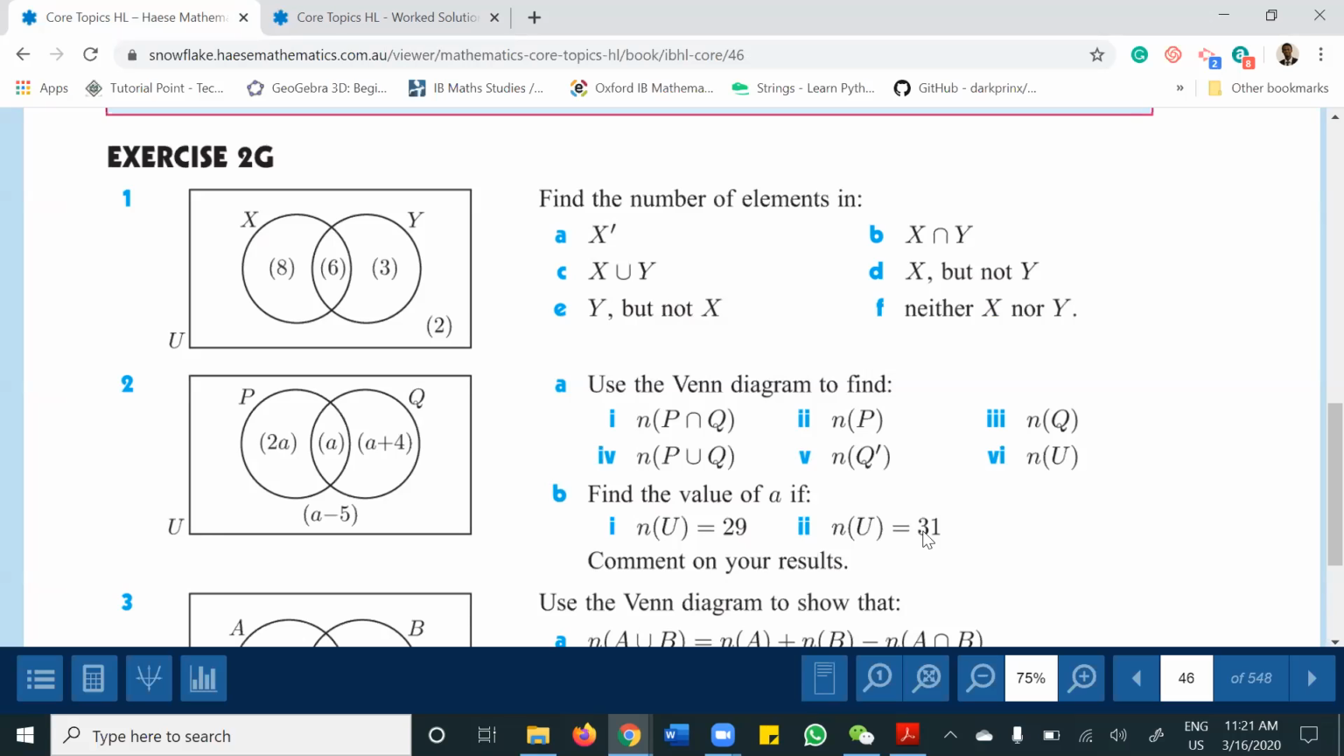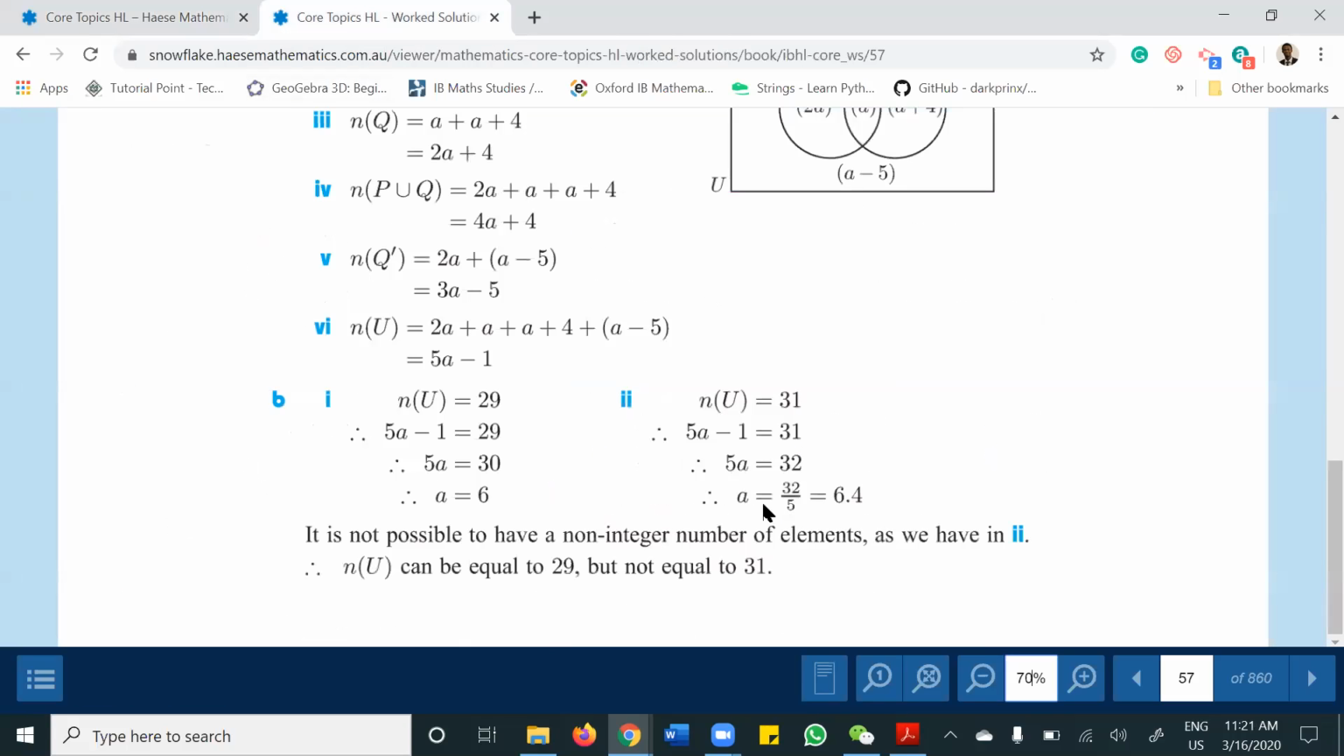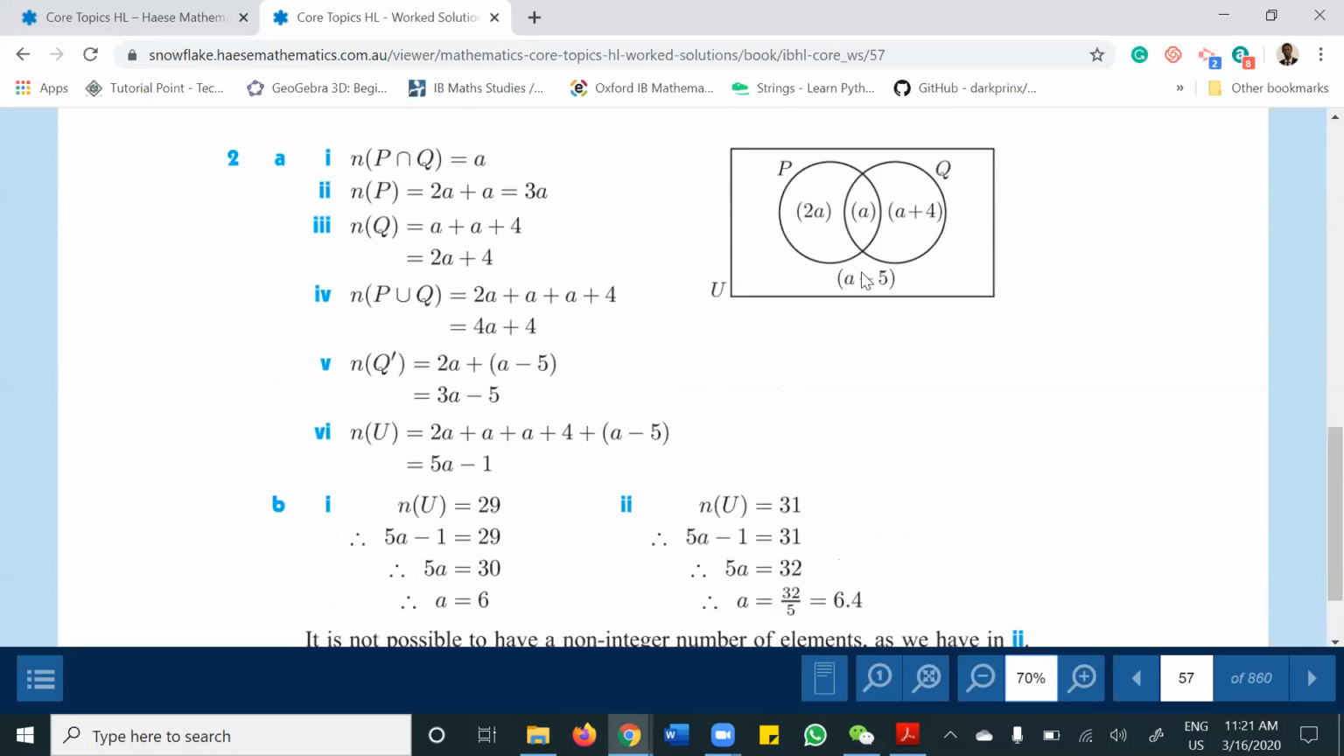So if the universal set is 31, you got the value of A to be a fraction, which means the universal set cannot be 31, since it leads to A being a fraction. So that's the observation. It is not possible to have an integer number of elements as we have in 2. Now, the cardinality of U can be equal to 29, but not 31, because when it is 29, you got A to be 6, which is possible. A is 7 is possible. A is 9 is possible. In fact, A is 1 is possible. A is 0 is not possible because A minus 5 is here. So A can be at least 5 from this Venn diagram.